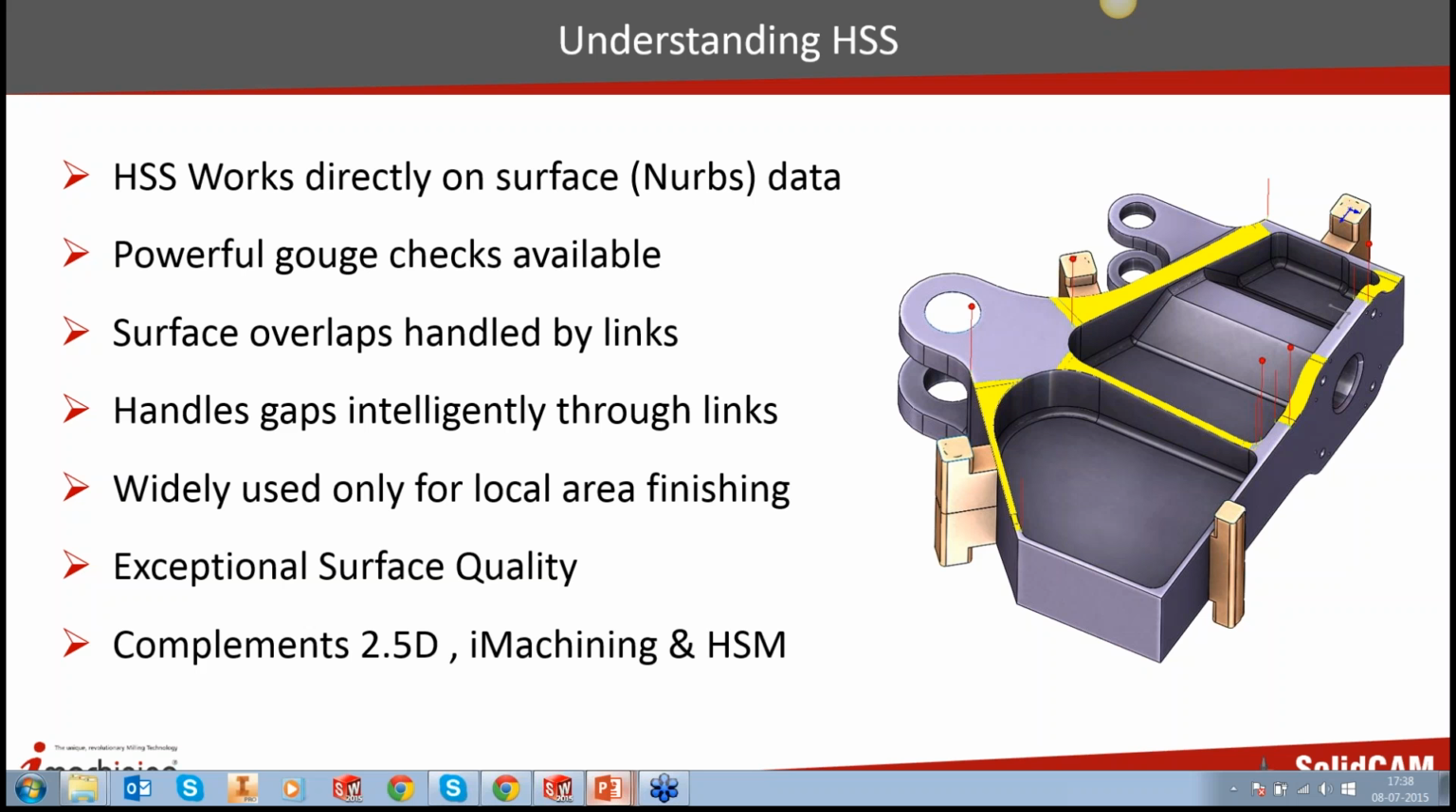Now, because it's working on NURBS data, you get an exceptional surface quality. I'll show you a part that was completely finished. It's actually a mold that was completely finished using HSS. Each and every surface was machined separately, and I'll show you the quality of the surface that has come out on steel. And it is an excellent complement for 2.5D machining, HSR, and HSM. Now, with this as a background, what would be the key strengths of HSS?